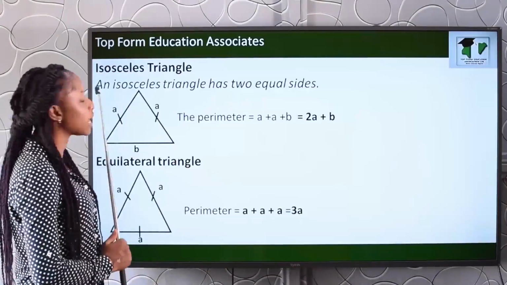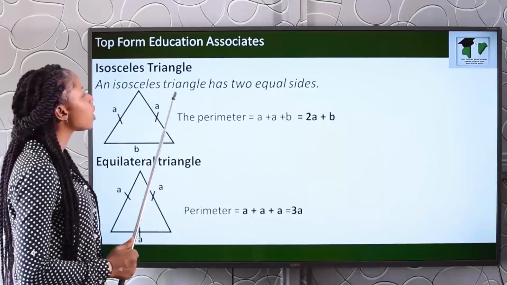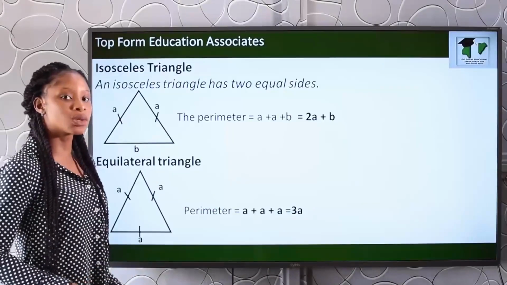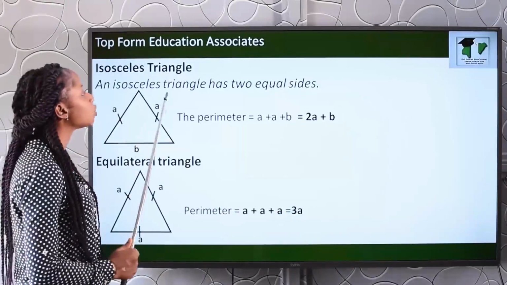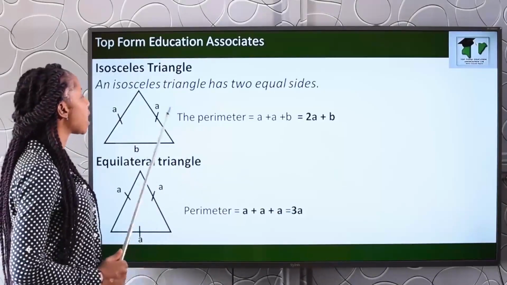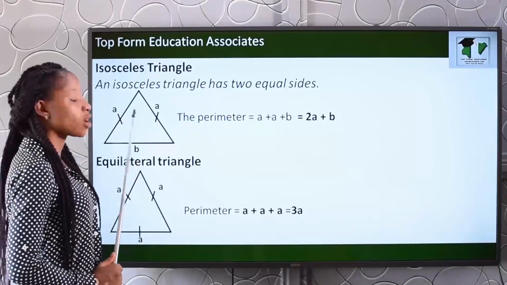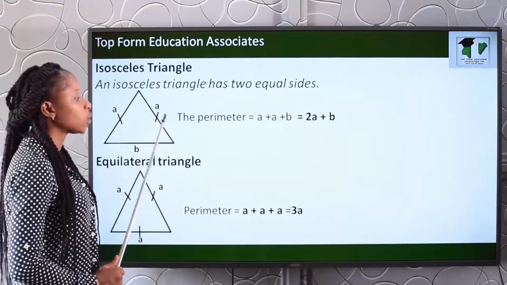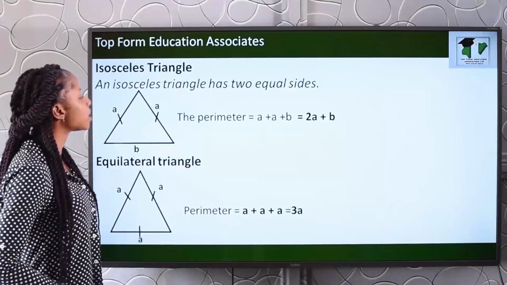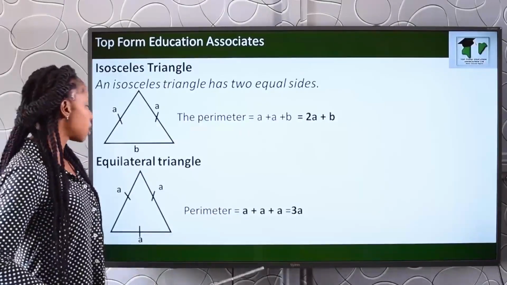Now let's look at the isosceles triangle. An isosceles triangle has two sides equal. A scalene triangle has no sides equal, but an isosceles triangle has just two sides equal. Therefore, the perimeter will be given as A plus B plus A, because these two sides are equal here. So we can just abbreviate that to 2A plus B. Therefore, to get the perimeter of an isosceles triangle, we make use of the formula 2A plus B.